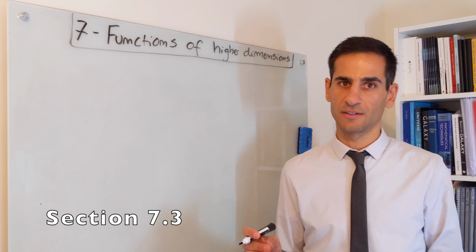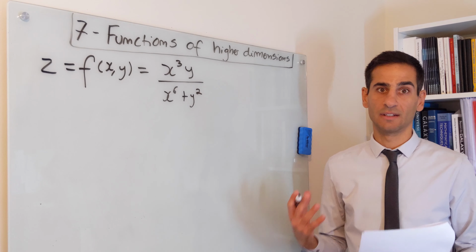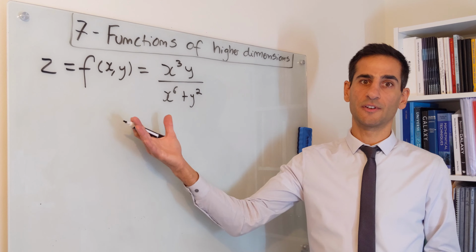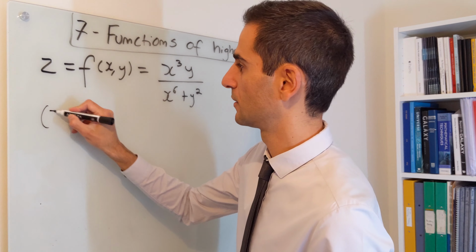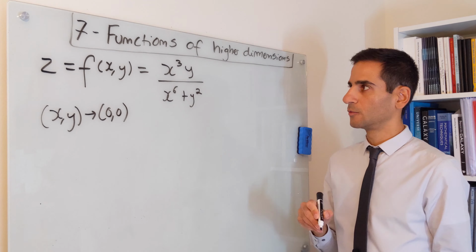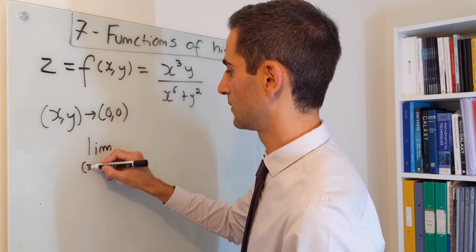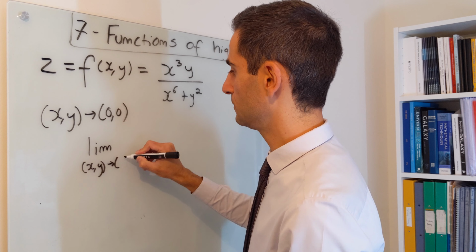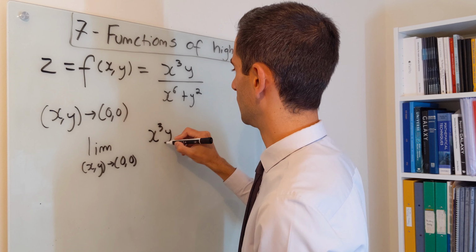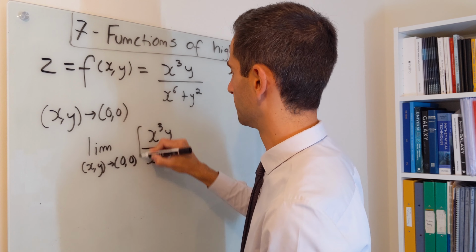Let's consider this surface that depends on x and y. Now let's say that for whatever reason you want to calculate the limit when this function goes to (x, y) = (0, 0). We already know that this means calculating the limit when (x, y) goes to (0, 0) of x cubed y over x to the power of 6 plus y to the power of 2.